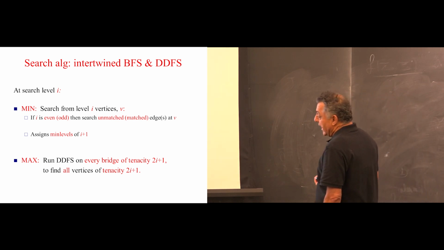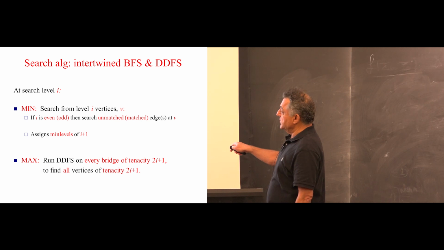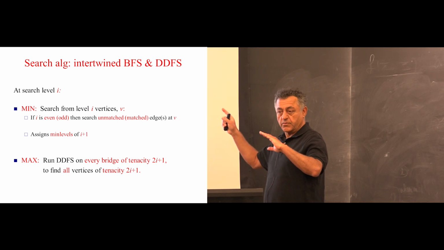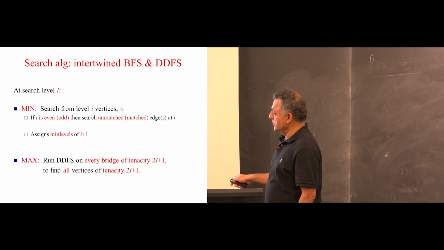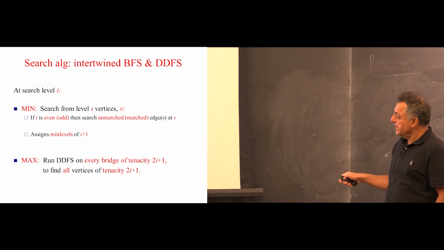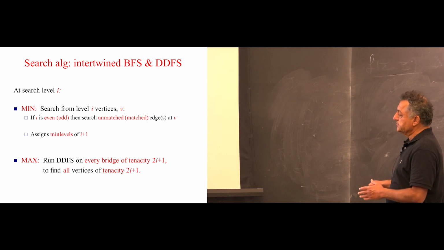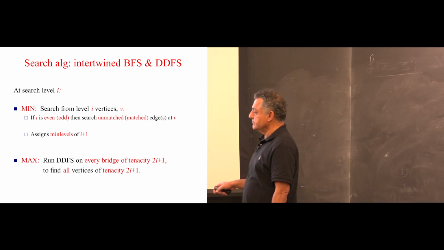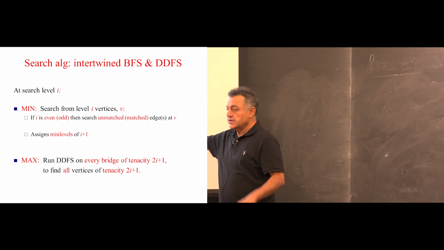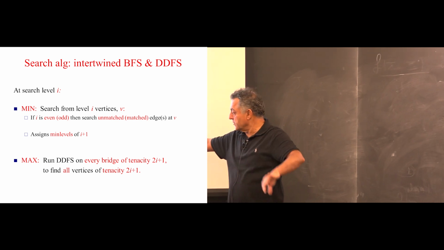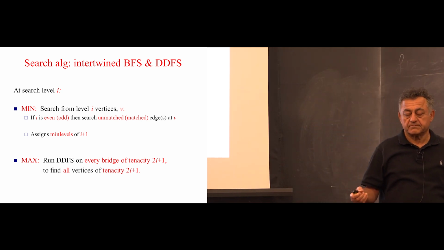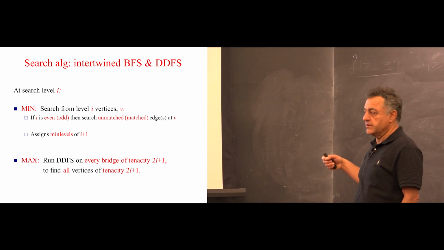Okay? And once you are done with all of the vertices which have a level of i, to assign min levels of i plus 1, then you come to max. This is the second routine inside the same search level. And here you pick up all the bridges of tenacity 2i plus 1, which are all sitting in some bucket. For each one of them, you do a double depth-first search to go down their predecessors, and you pick up all the vertices of tenacity 2i plus 1 and give them their max levels, one by one, in arbitrary order, all these bridges.